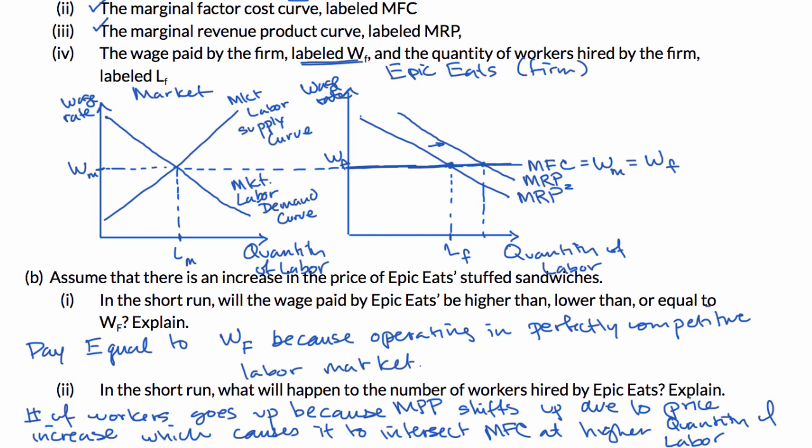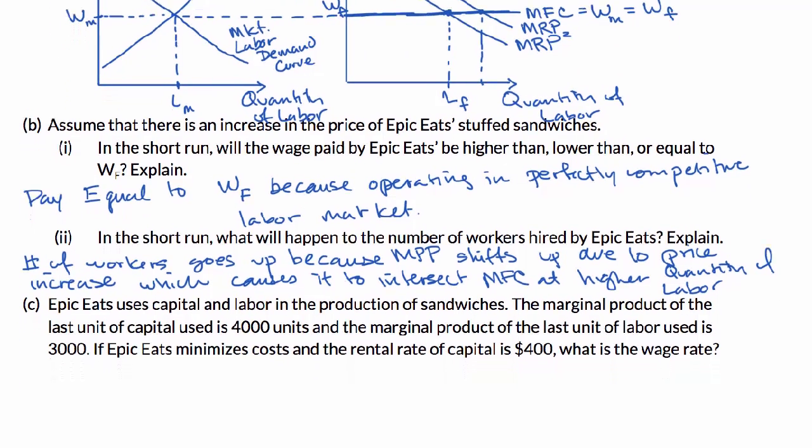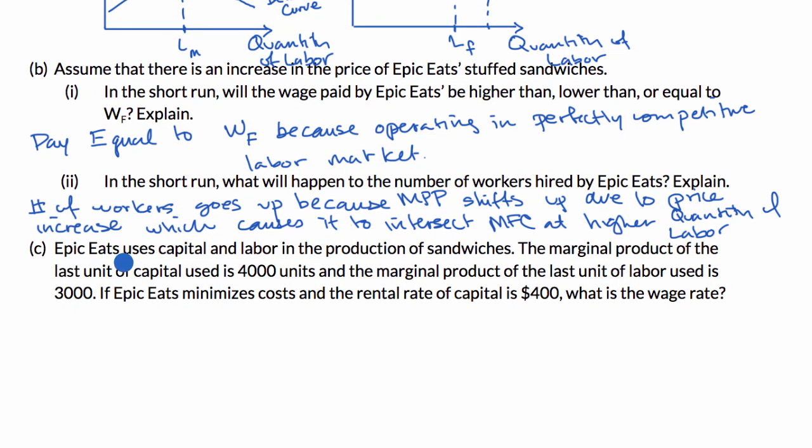All right, now let's do part C. Epic Eats uses capital and labor in the production of sandwiches. The marginal product of the last unit of capital used is 4,000 units, and the marginal product of the last unit of labor used is 3,000. If Epic Eats minimizes costs and the rental rate of capital is $400, what is the wage rate? So pause this video and see if you can answer that.